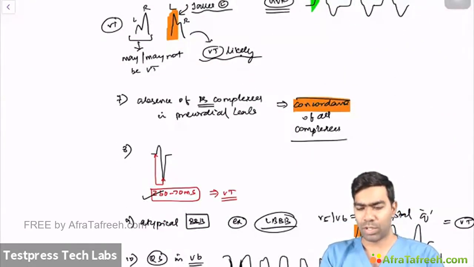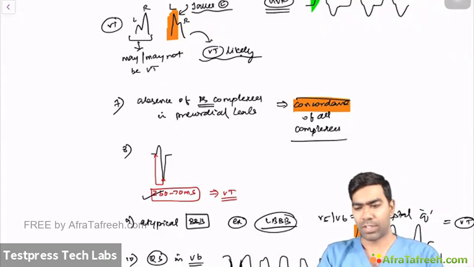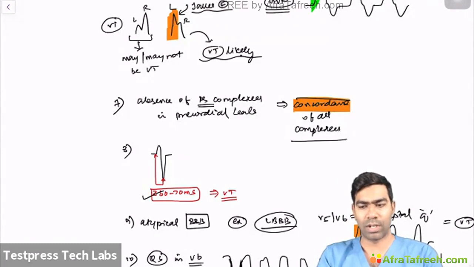In that, I feel the most important is the first one, that is the absence of concordance in your precordial leads, which means absence of an RS complex, that is, presence of concordance in all the precordial leads. You can't really tell which is R and which is S. In one way it looks like an R, in another way it might look like an S also. This kind of thing goes towards a diagnosis of a ventricular tachycardia.